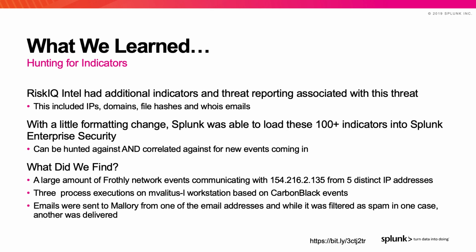So at the end of the day, what do we find? Well, we found that the Frothly network communicated with 154.216.2.135 from 5 distinct addresses. We saw the Envolitis workstation based on Carbon Black have 3 process executions that matched a malicious hash. And then we saw Mallory having that email sent to her that while it was filtered with spam, the other one was delivered and it was with the subject name from Gary, right?